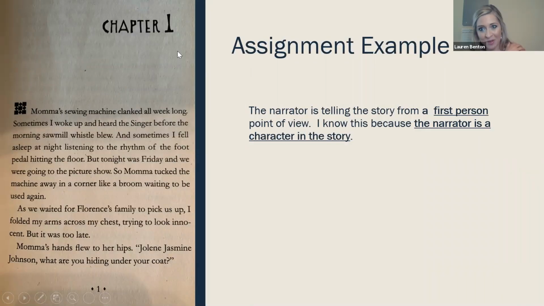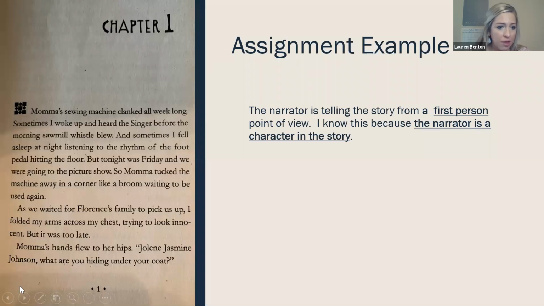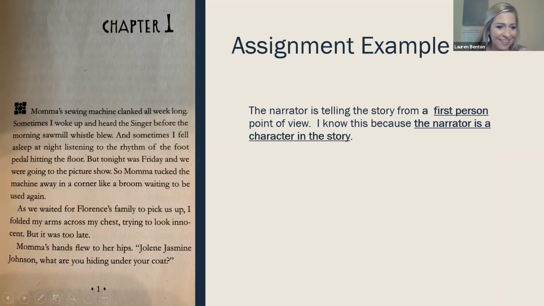So this should be a familiar book to you. It says, Mama's sewing machine clanged all week long. Sometimes I woke up and heard the Singer before the morning sawmill whistle blew, and sometimes I fell asleep at night listening to the rhythm of the foot pedal hitting the floor.